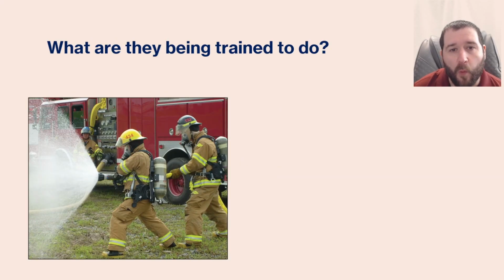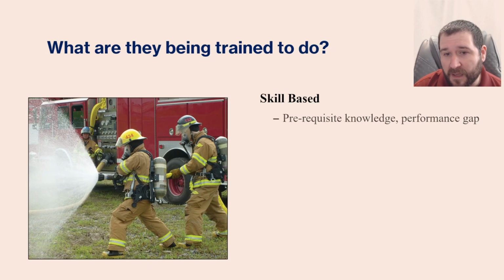Next, we want to consider what they are being trained to do. If the last slide was our learner needs, this slide is our content needs, right? Our content analysis. What are we trying to train someone to do? Is it a specific skill? Is this a skill-based training? Well, in that case, we need to know our learners' prerequisite knowledge so that we can decide how to get them caught up to what they need to know. We call that the performance gap. Knowing that performance gap is going to help us figure out our training a lot in the case of skill-based trainings.